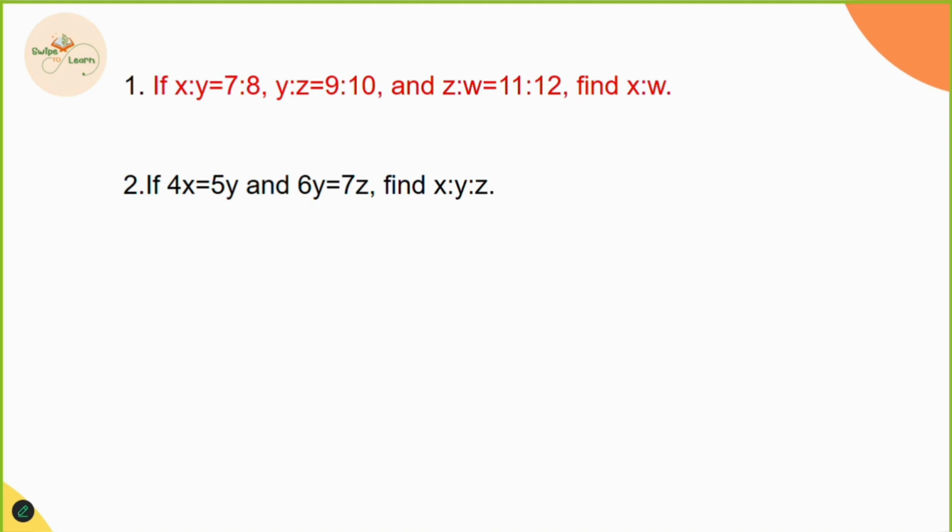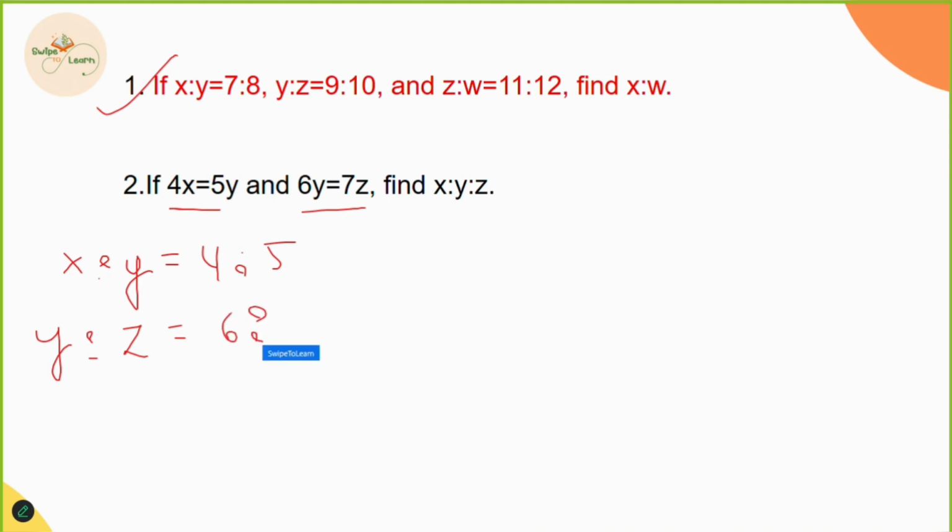Moving next. So this question you try it on yourself and practice some more questions related to this kind of model. Next question. If 4x equals 5y and 6y equals 7z, find the ratio of x is to y is to z. Okay. If we analyze this problem carefully, we can know that it's saying that x is to y equals 4 is to 5 and y is to z equals 6 is to 7.